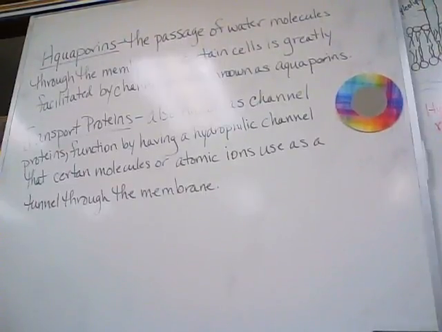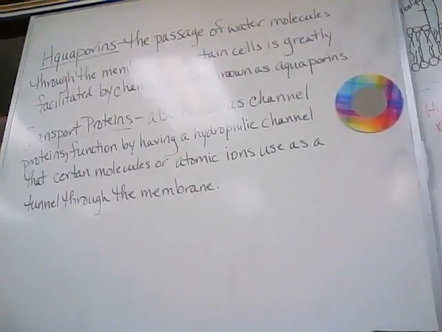For example, the passage of water molecules through the membrane in certain cells is greatly facilitated by channel proteins known as aquaporins. Each aquaporin allows entry of up to 3 billion water molecules per second, passing single file through its central channel, which fits 10 at a time. Without aquaporins, only a tiny fraction of these water molecules would diffuse through the same area of the cell membrane in a second. So the channel protein brings about a tremendous increase in rate.